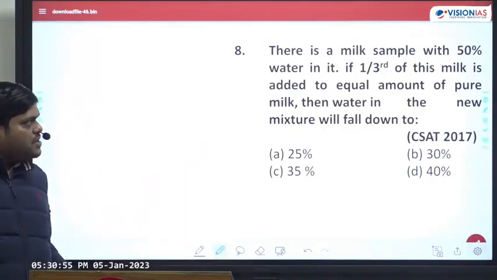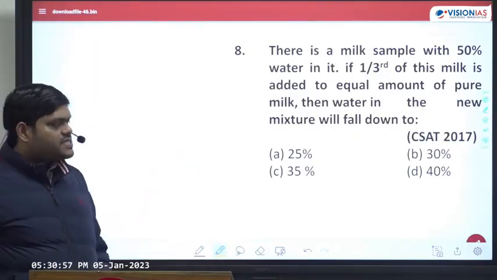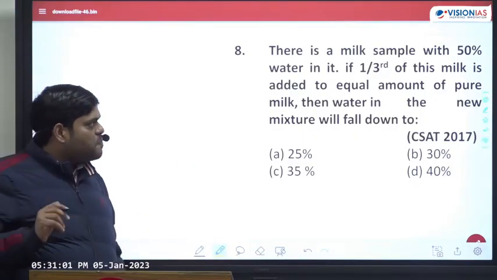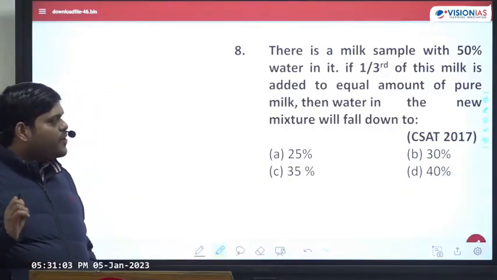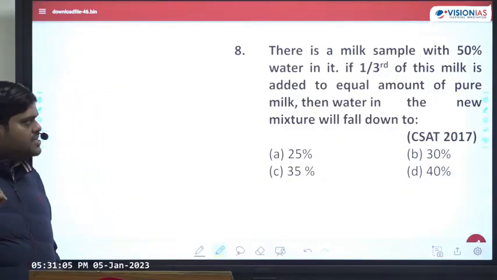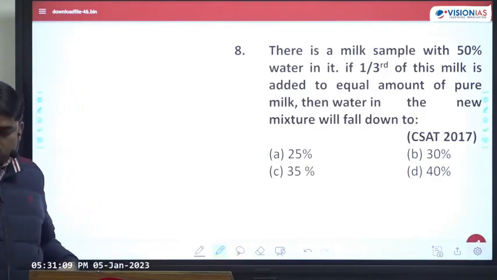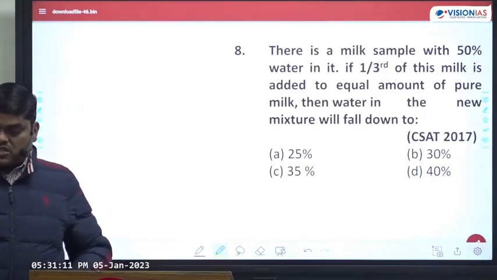Try this question. There is a milk sample with 50% water in it. If 1/3 of this milk is added to an equal amount of pure milk, the water in the new mixture will fall down. Please try this question.